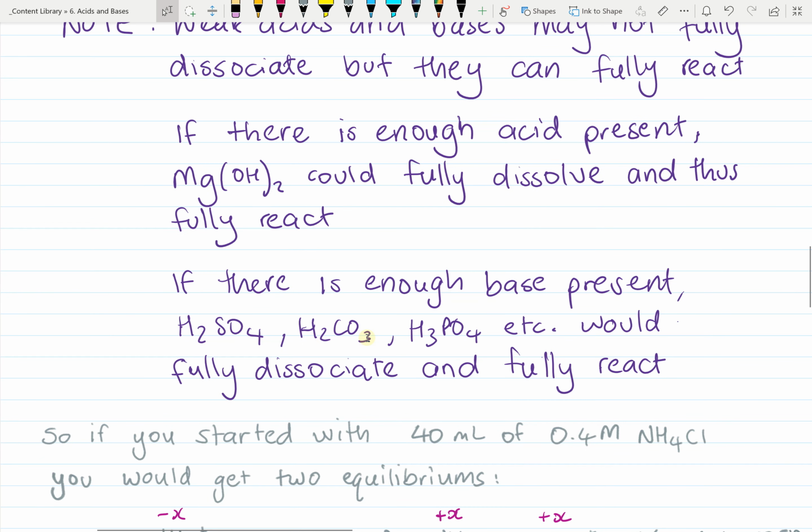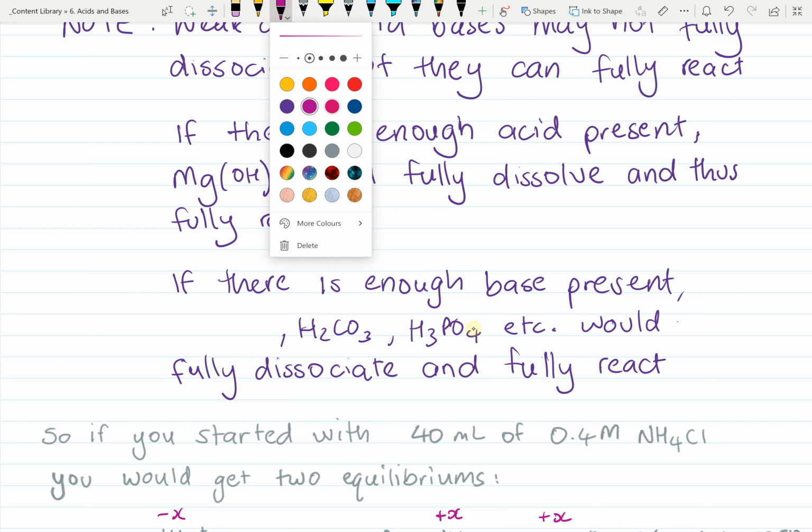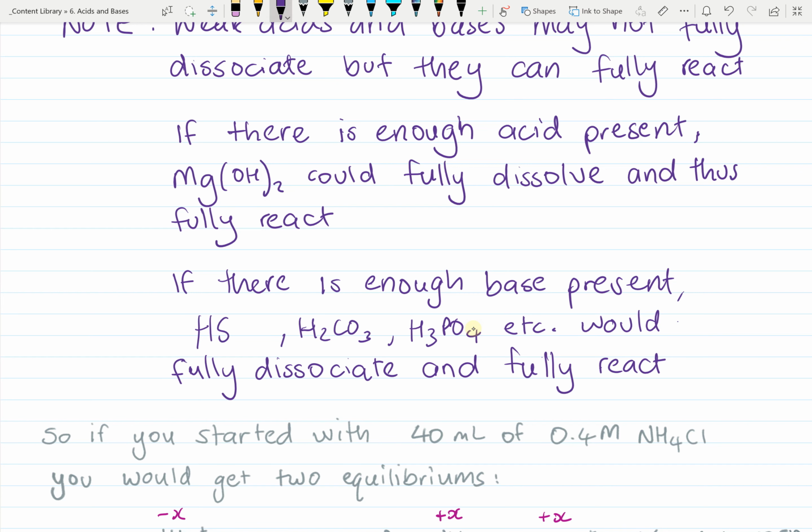That's also true for any weak acid, so the second ionization of sulfuric acid, or the hydrogen carbonate ion or phosphoric acid. All of those would fully react with a strong base. I should just write that as H2SO4 in purple. So if I have a lot of base present, hydroxide, they would fully react. Just because they don't ionize or split apart doesn't mean they don't fully react.